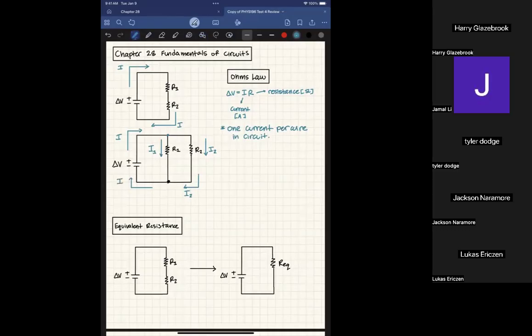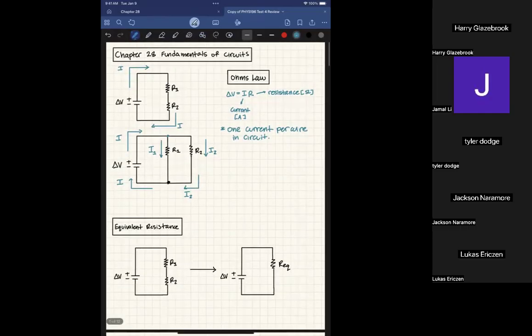So there's a couple things there. First, the current flowing into and out of that battery has to be the same. So if I labeled this current I as flowing out, I also has to flow back in. So that's the first thing. Current is conserved.